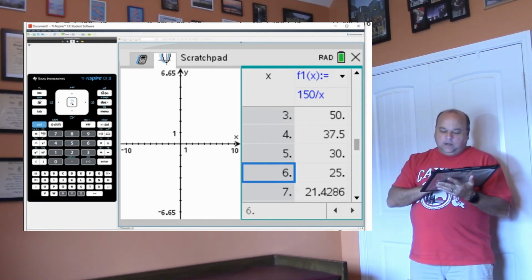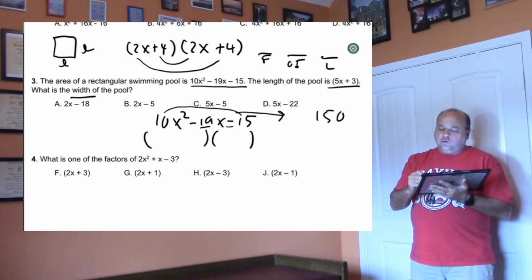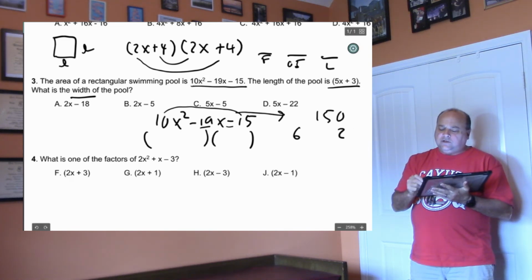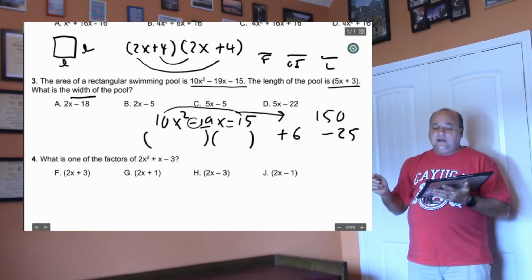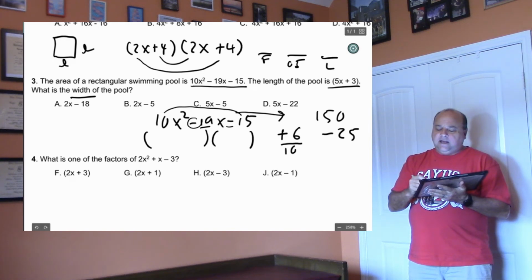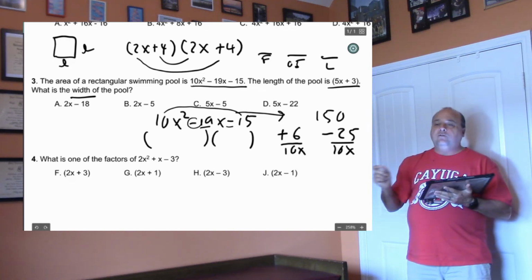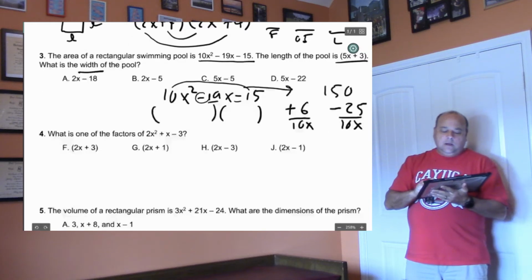Okay, so I'm going to go back and I'm going to use 25 and 6. So I'm going to put 6 and 25. The 25 will be negative and the 6 needs to be a plus to get the negative 19, right? I'm going to put 10x on the bottom and I'm going to let you finish that up, okay?